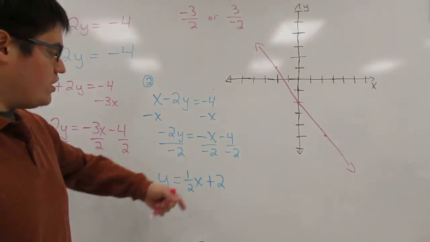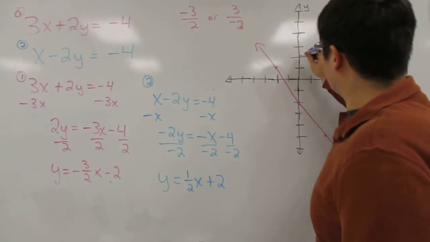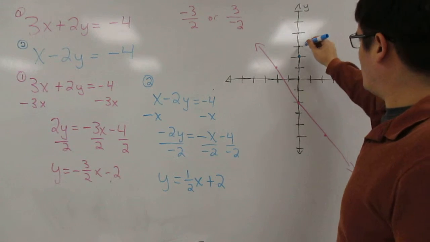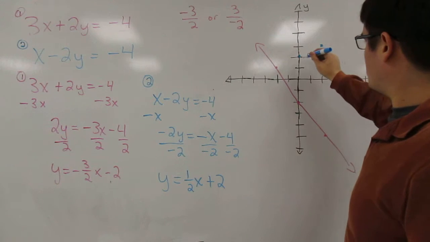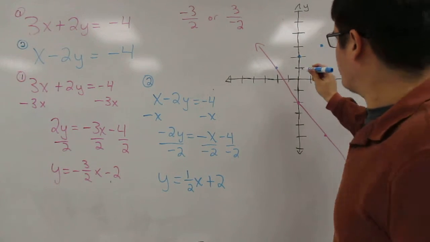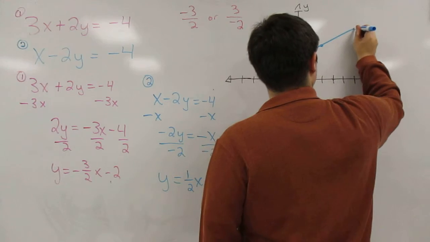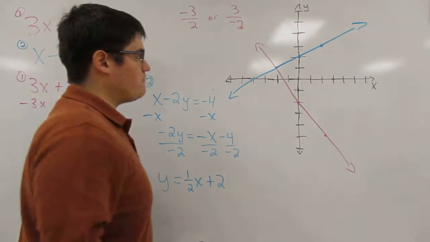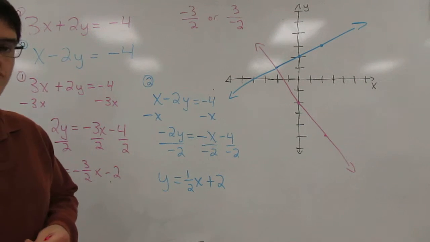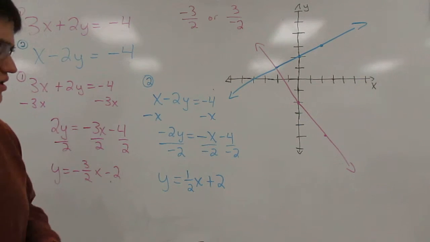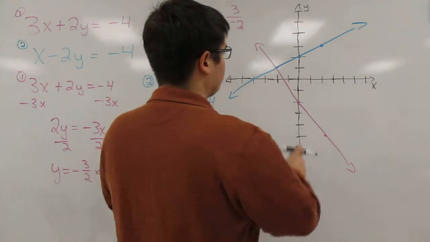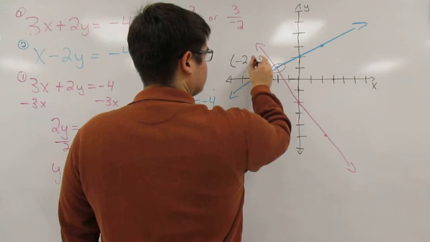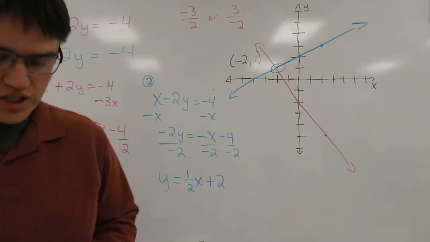Okay, now with the blue, the y-intercept is (0, 2). Slope is 1 over 2, so I go up 1, over 2, and down 1, over 2. Now remember, we're looking for the intersection point. Oh, look at that. Right there. The coordinates on that guy are (-2, 1). So that's our answer.